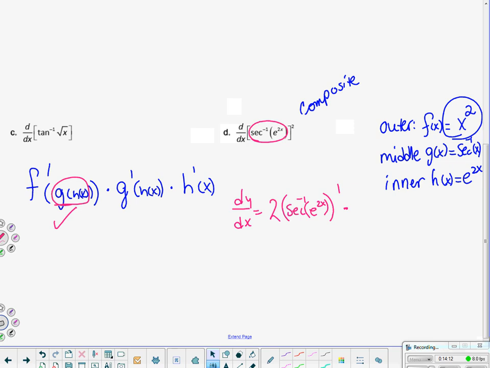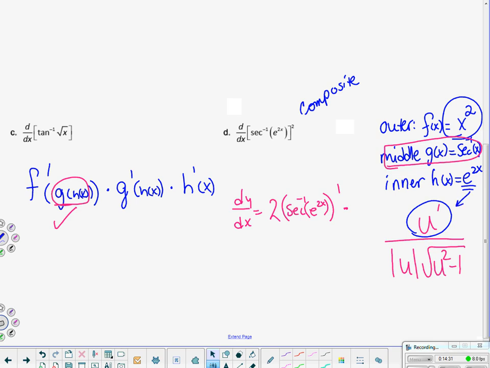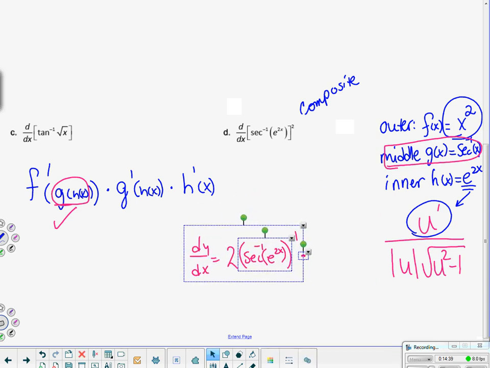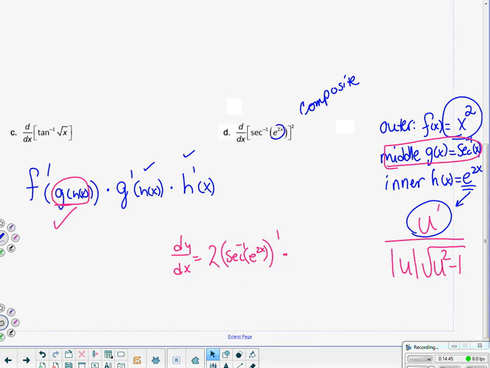Now I'm going to chain off. And my next thing, I said my middle function is a secant inverse. Secant inverse has a pattern that goes u prime over absolute value u square root u squared minus 1. Now, this u prime is really going to be the derivative of the e to the 2x. It has embedded in its little formula the chain rule already. So we're going to get these two actually accomplished in one step here. So my u is e to the 2x. My u prime is 2e to the 2x, chain rule.